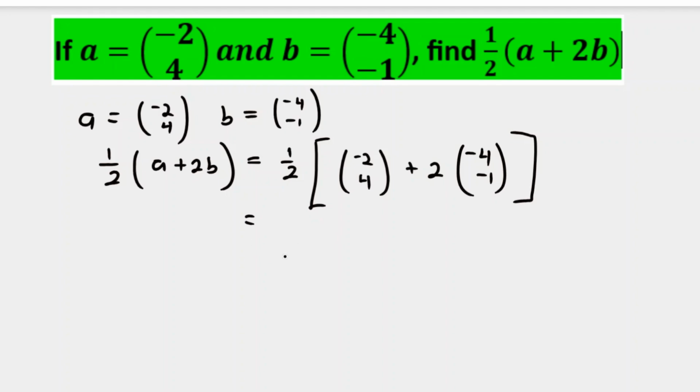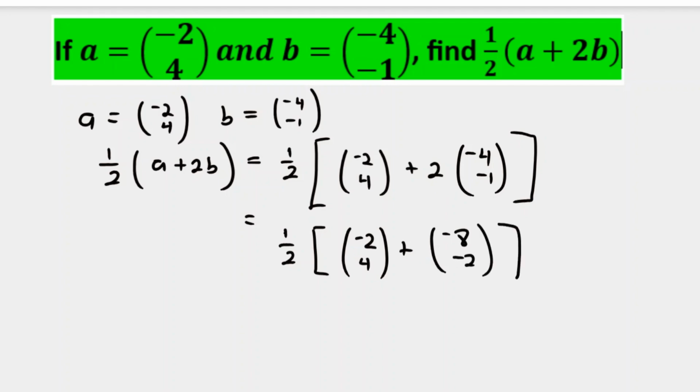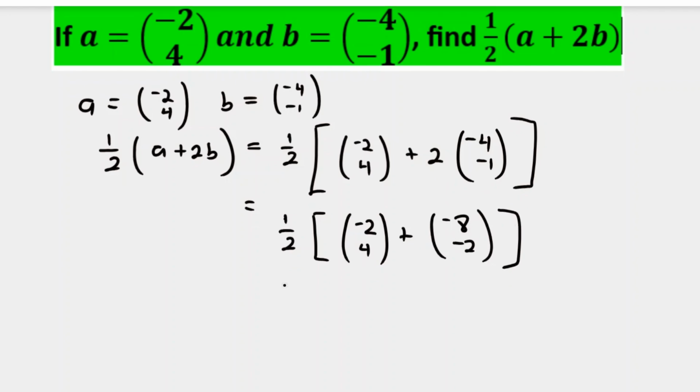The next thing is to simplify. Now this half, which is the scalar, should be there until we are done with everything in the bracket. So I have to maintain half outside the bracket. Now in the bracket, we can still simplify this one. We have to multiply 2 by this vector. So we're going to get the vector 2, negative 2, 4, plus 2 multiplying this one. 2 times negative 4, you're going to get negative 8, and 2 times negative 1 will give you negative 2.